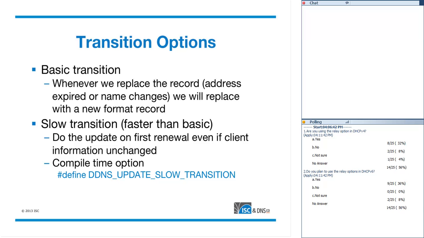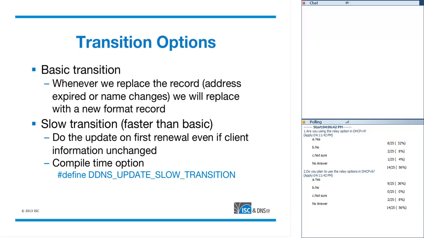In the slow transition, we say that a transition from interim to standard or standard to interim is also something we should update on. So at that point, if we see that you've changed from a TXT to a DHCID RR, we will send along the DNS update. And so slowly, over time, all of your clients will get updated, and you won't have to do much of anything. By default, this is turned on.